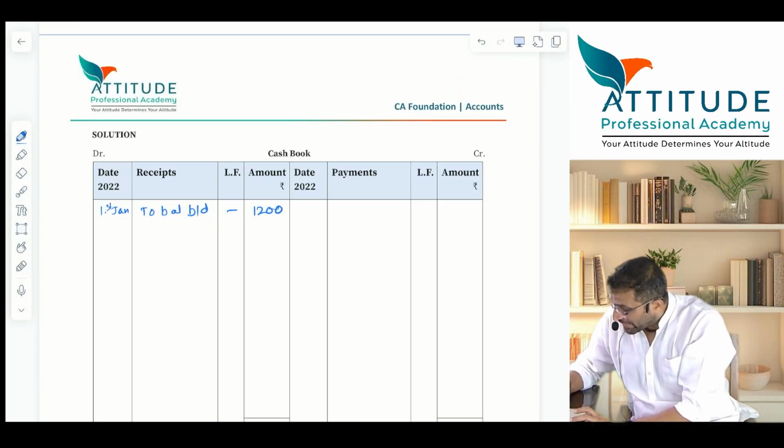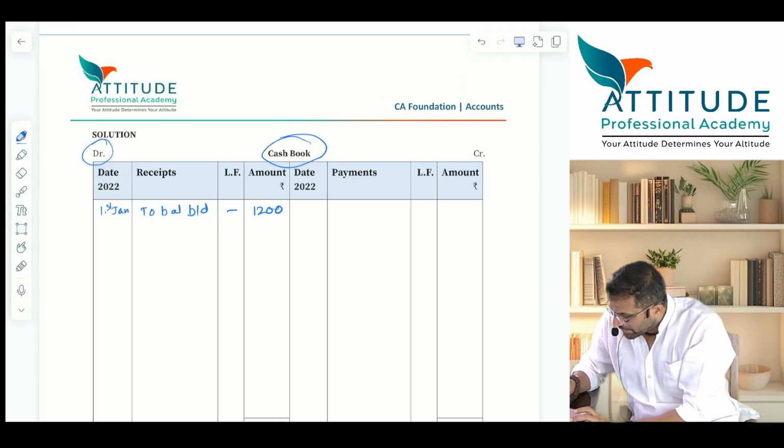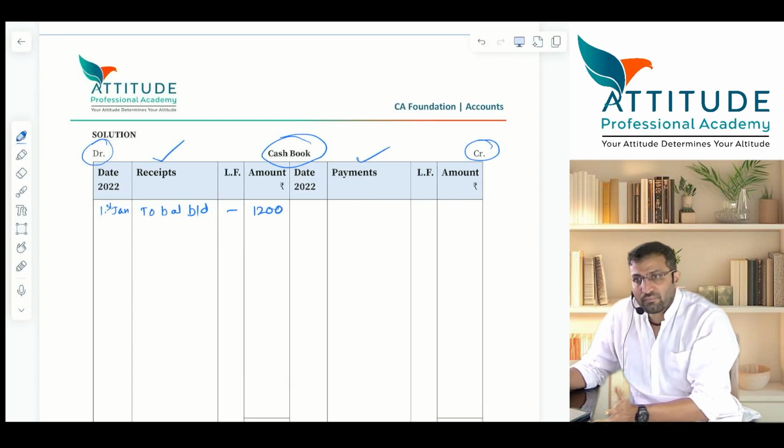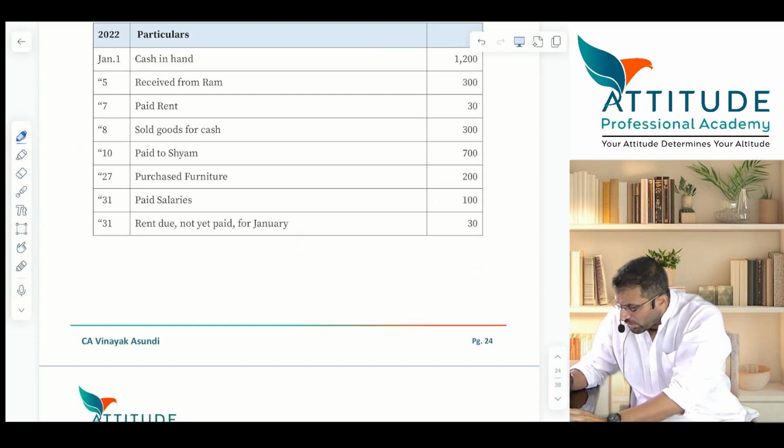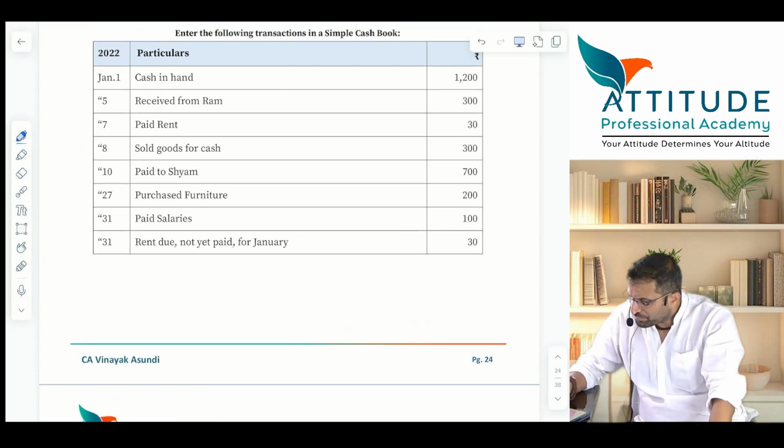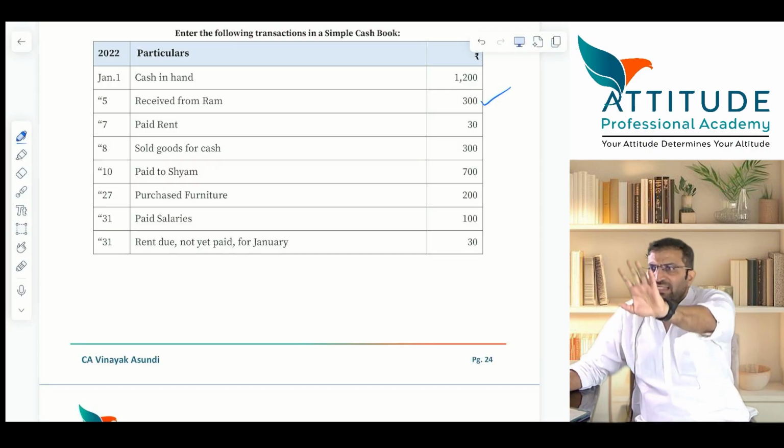Bhai sahab, cash book has 2 columns, 2 sides, debit and credit. Debit is known as receipts. Credit is known as payments. You can also pass a journal entry. Is that clear? Okay, now concentrate here. You tell me, received from Ram, how much? 300. It's a receipt or no?